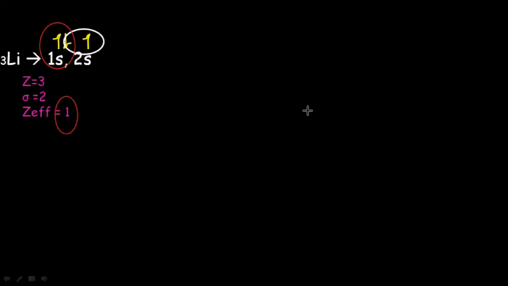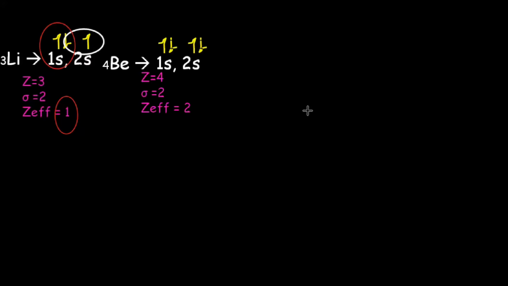The element next to the lithium is beryllium, which has atomic number 4. Its electronic configuration is 1s2, 2s2. Its valence shell is also 2s. The intervening electrons between 2s and nucleus are that present in 1s only, which are 2 in number. The screening constant is 2. Effective nuclear charge is 4 minus 2 equals 2.